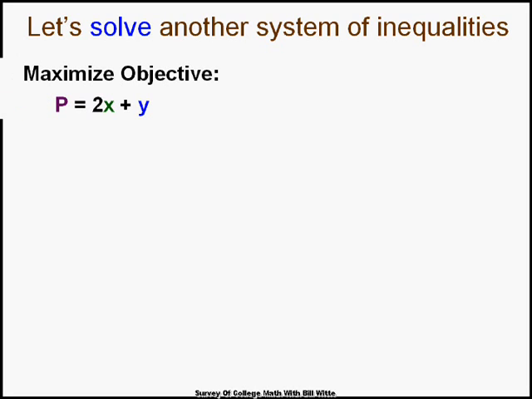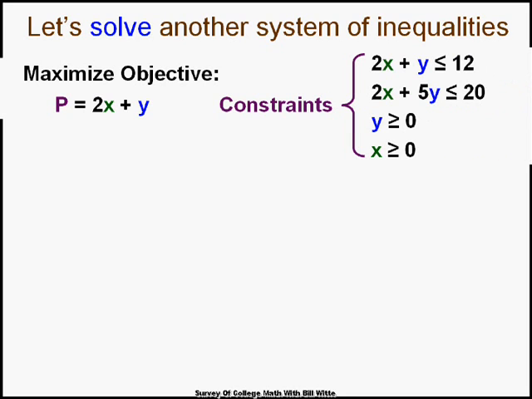Let's do another one. This time, we're going to maximize a function 2x plus y, okay? Under these constraints. Now that could be, I don't know what p is. That could be a function of principal or who knows what. Profit, hopefully. That's what we'd want to maximize.